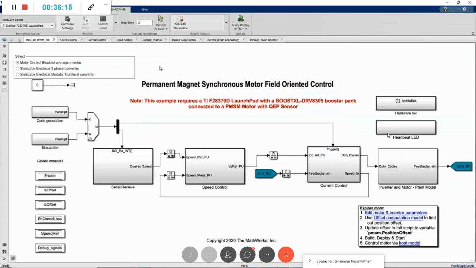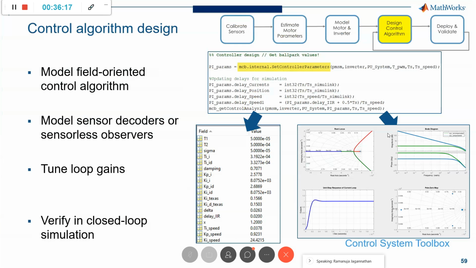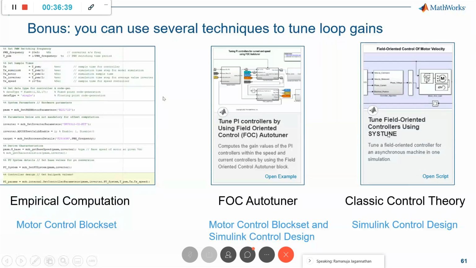So once the architecture has been set up, the next step is typically tuning the PID gains so that your control system is more stable. So Motor Control Blockset provides you empirical functions which take in the motor parameters and the inverter parameters and then give out PID gains which make sure the closed loop system is in a stable operating region. Of course, you could use Simulink Control Design to utilize the extra capabilities of designing the control gains by yourself using frequency techniques or root locus techniques.